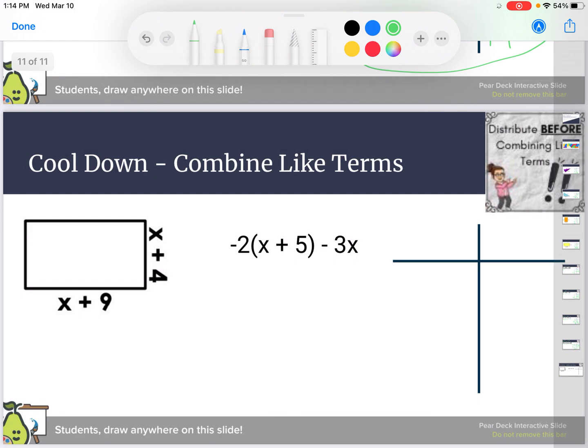So the last thing I need you to do is your cool down. You're going to combine like terms for each. Make sure you distribute before you combine like terms.